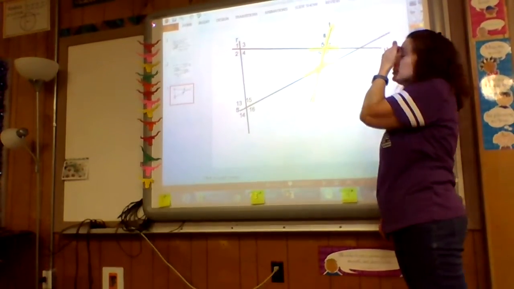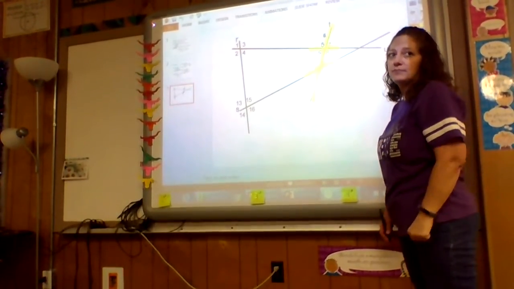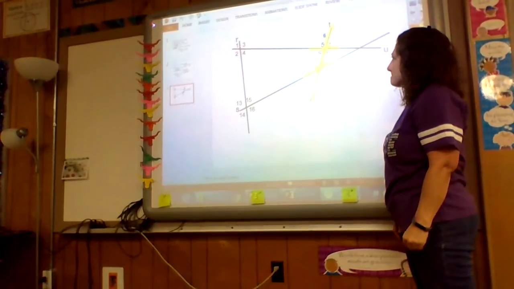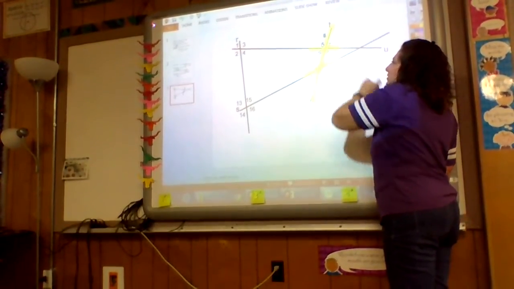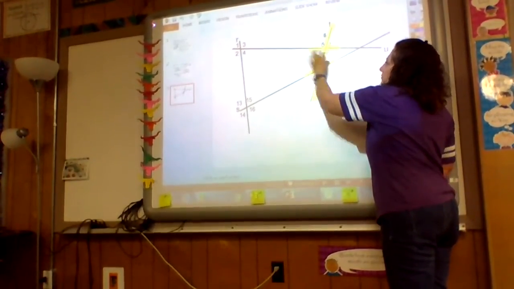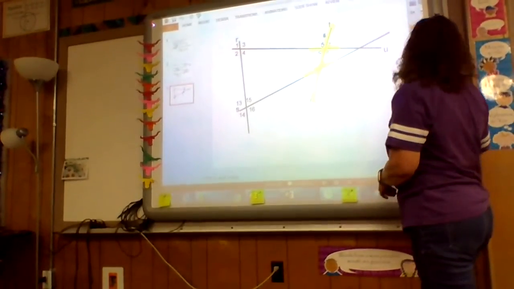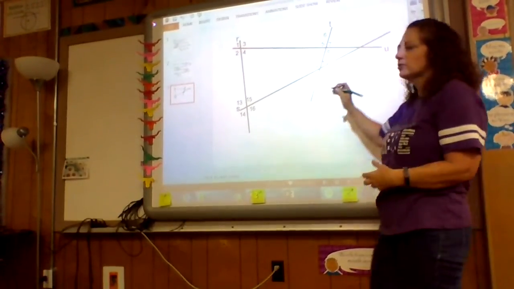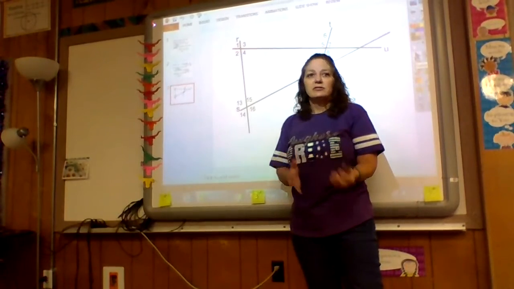Good. And then Holly, can you name a set of alternate interior? 8 and 9. The other set would be 5 and 11. All right. So I think that is our main goal today, to remember naming those types of angles.